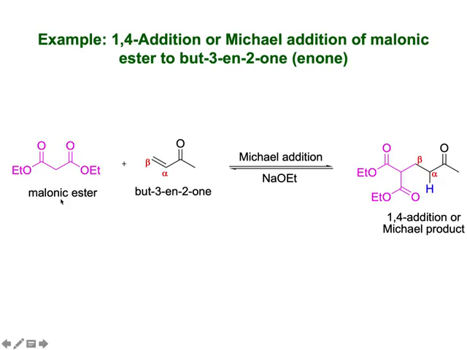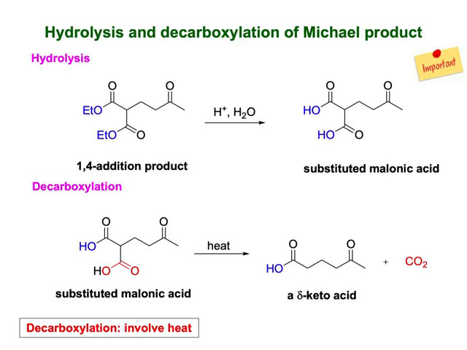Okay, an example here is malonic ester reacting with but-3-en-2-one, an alpha beta Michael addition. So here you get the product of 1,4 addition. Okay, it depends on the starting material and also the reagent we use. Okay, this one is hydrolysis and decarboxylation of the Michael product. So this one is the 1,4 product for hydrolysis.